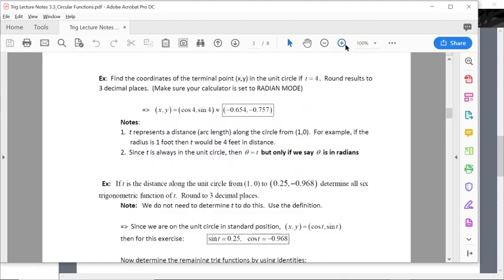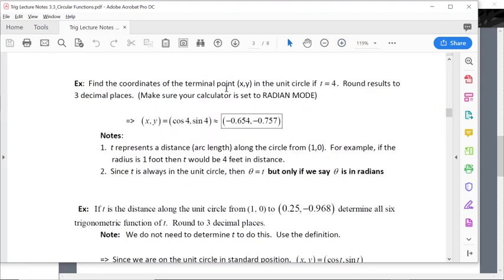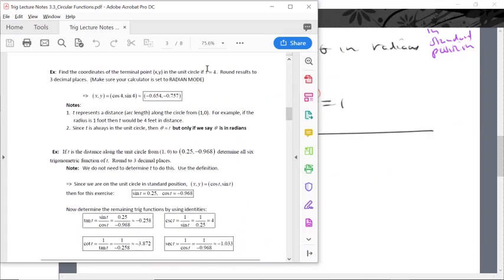Find the coordinates of the terminal point x, y in the unit circle if t is equal to 4. Round results to 3 decimal places. Interpret this then geometrically. We are told we are in the unit circle and we are given t is equal to 4. Our interpretation of that, therefore, is that this 4 is the distance we have traveled along the arc of the unit circle, starting at the initial point 1, 0.